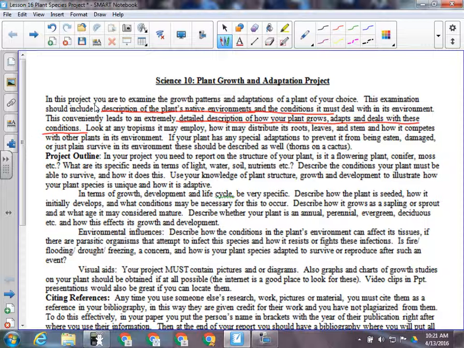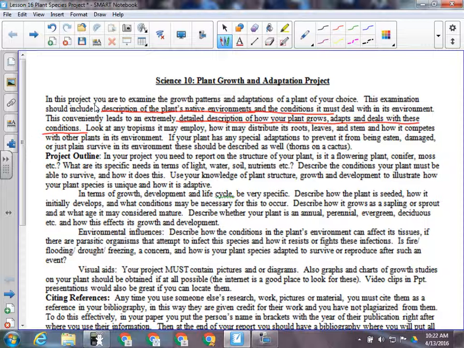Look at any tropisms it may employ. Some plants are not going to show any. Other than phototropism, all plants show that, but not all plants are going to show thigmotropism. Only some. So don't go looking for an extreme example of how a cactus grows around a pole, because it doesn't. You're not going to find that. It's just not all plants are going to do that.